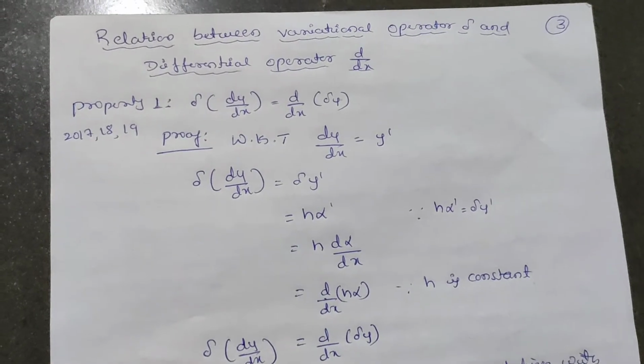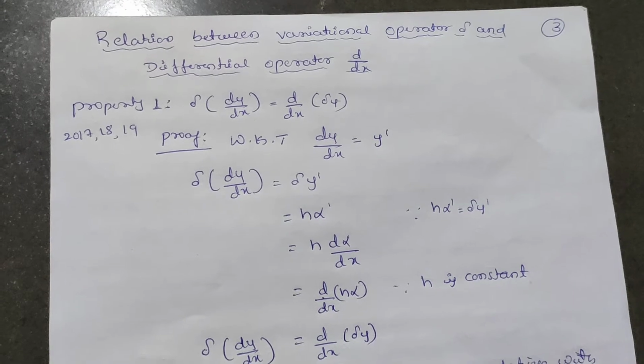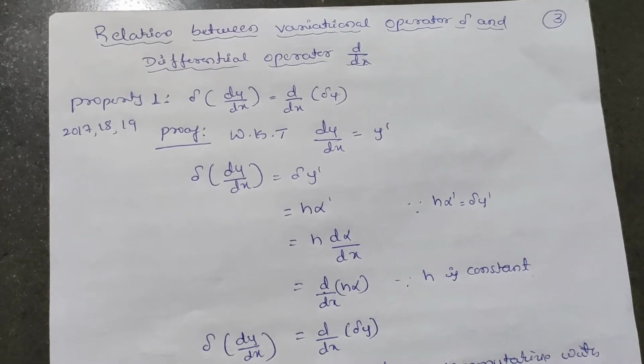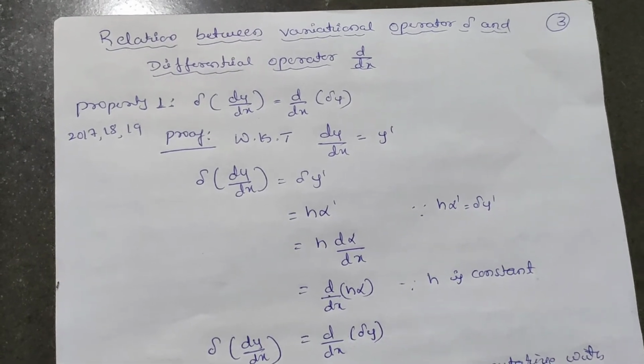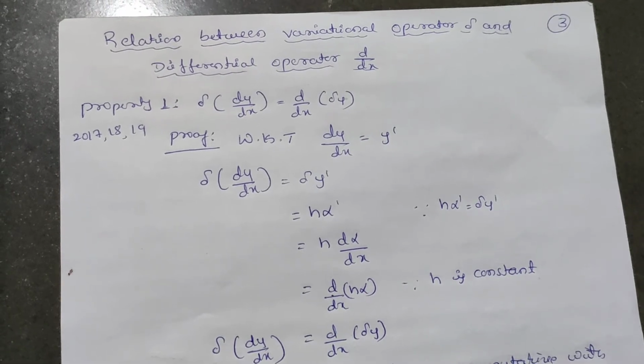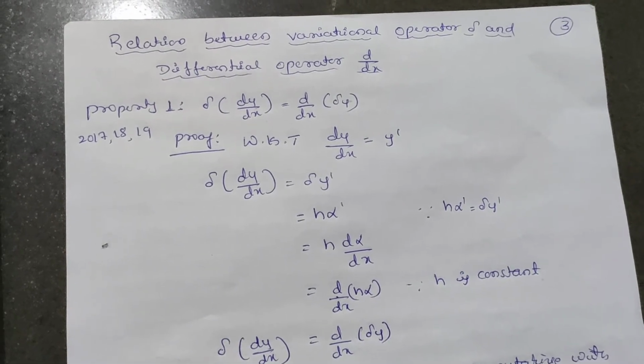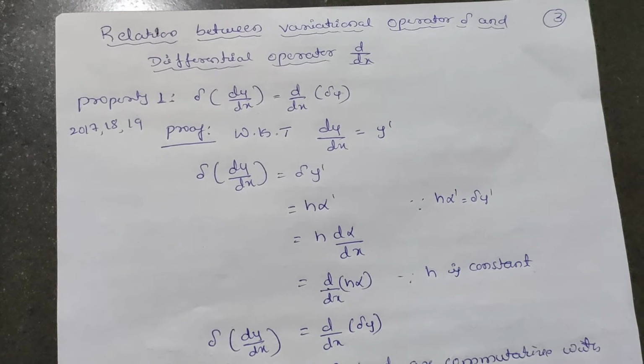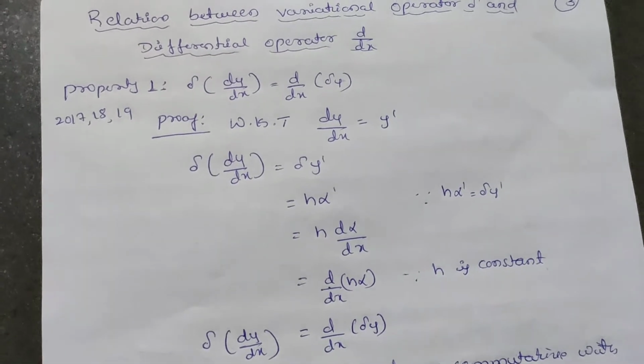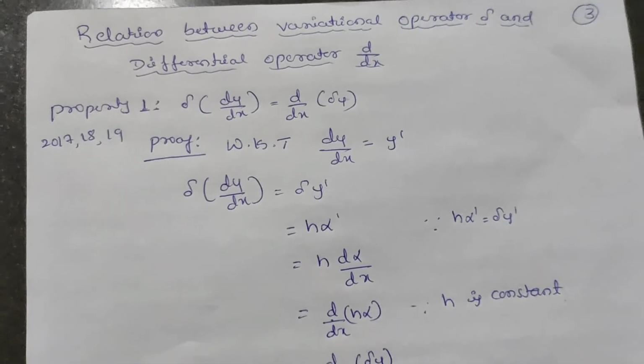The relation between the variational operator delta and the differential operator d by dx. Let us take property 1. This question appeared 3 times in the examinations of 2017, 18 and 19. Prove that delta dy by dx is equal to d by dx of delta y.